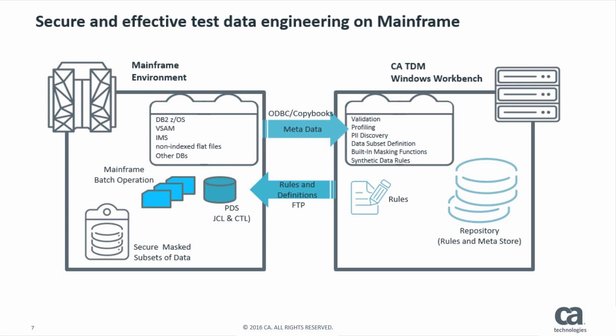Having defined the rules and created the definition files that allow the batch operations to also be able to interpret the VSAM, IMS or non-indexed flat files, we now FTP those back to a PDS library as JCL and control cards that will be run as a part of a mainframe batch operation.